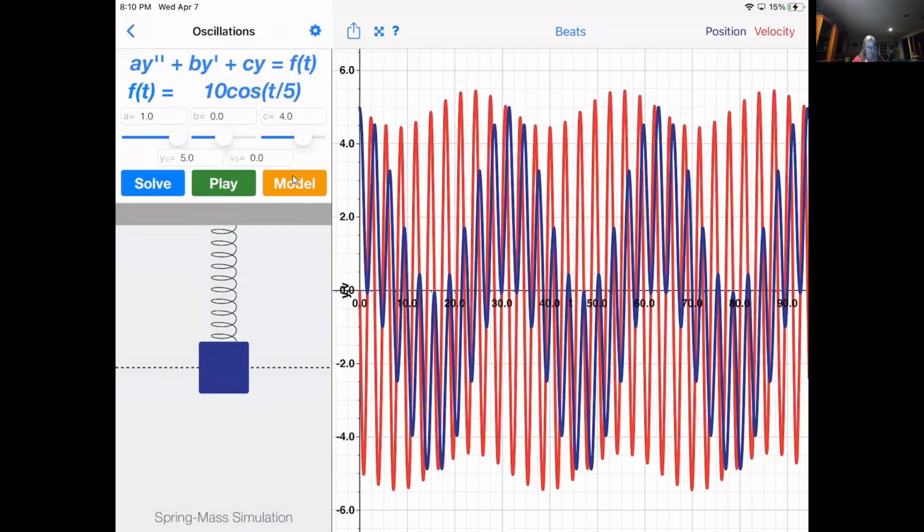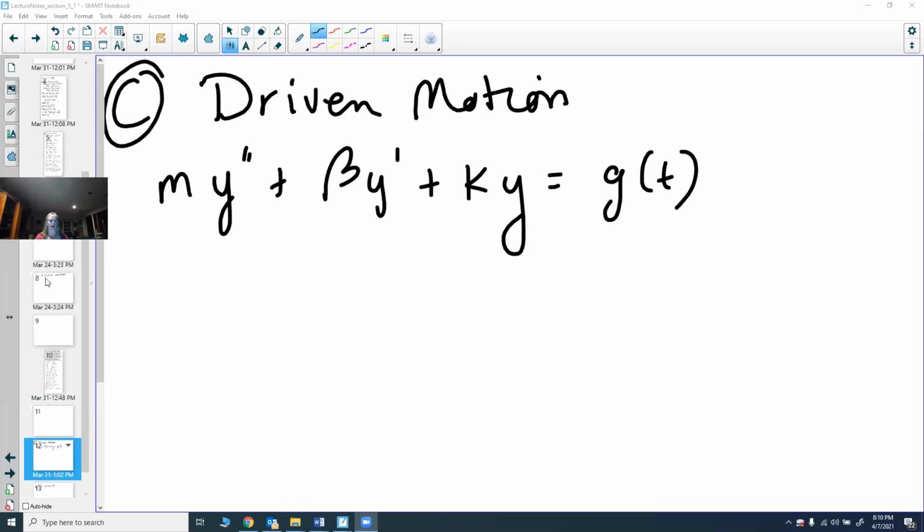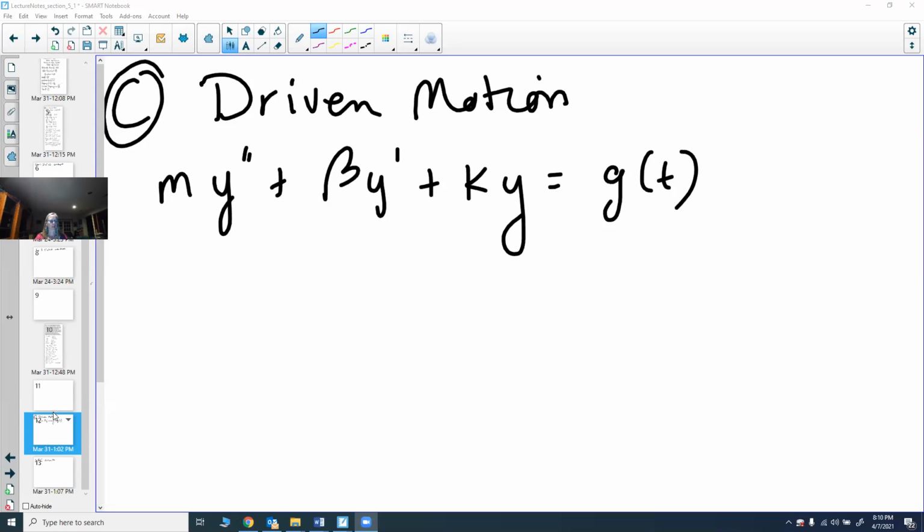If we look at another case, we'll do another model. We're going to do beats. And so here we're going to go ahead and play this one. And you can see what's going to happen is we're driving it by this 10 cosine of t over 5 function. And what happens is you're getting this kind of beat idea happening. So those are what those would look like if we have that situation. And so that's what your driven motion would look like.